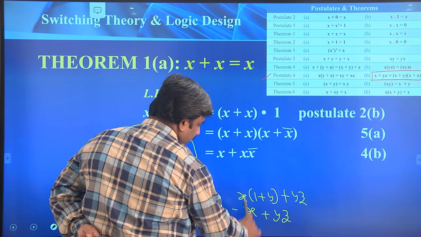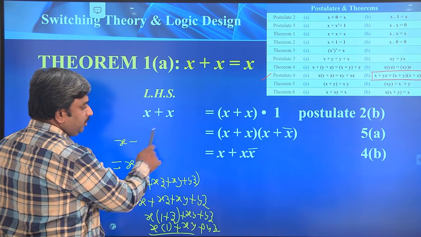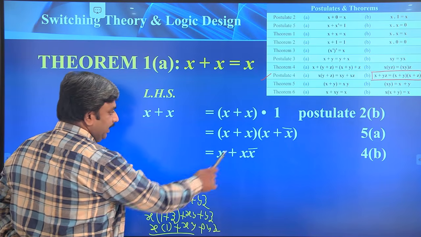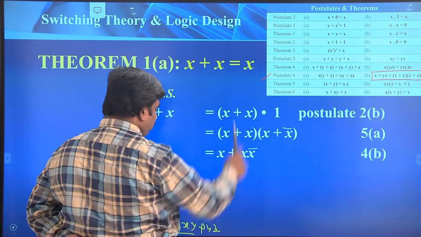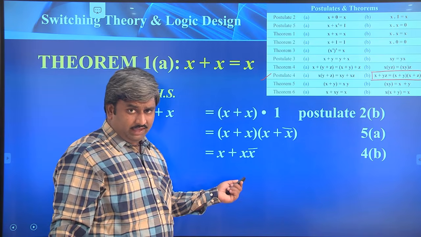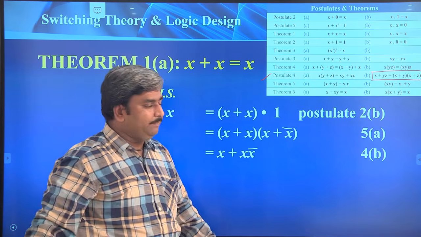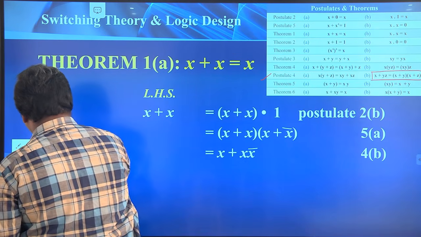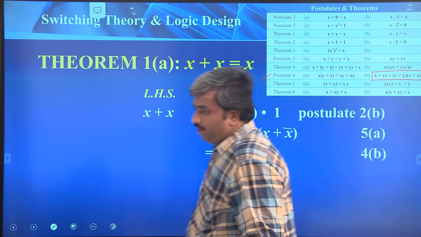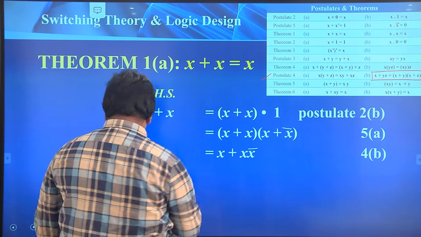Now see here, coming to the next step, again we have to do simplification. So coming to the simplification, x into x bar is equal to what? Tell me the value of x into x bar. You can see from the postulates. With the help of the postulates, what is the value of that one? Here we have postulate 5b. So from the postulate 5b, x into x bar is equal to 0.